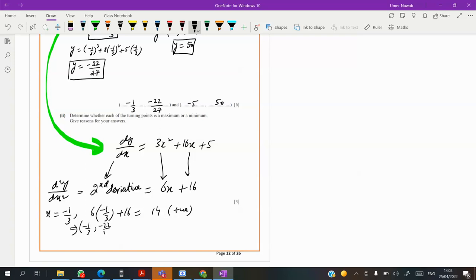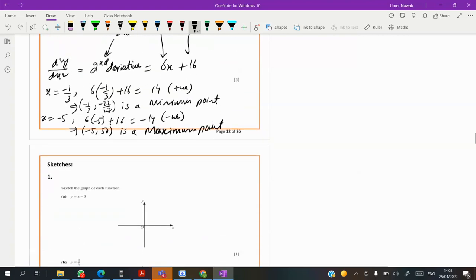So minus 1 over 3, minus 22 over 27 is a minimum point. Also substitute x is equal to minus 5. It will give you minus 14, a negative answer. So this tells you minus 5 and 50 is a maximum point.